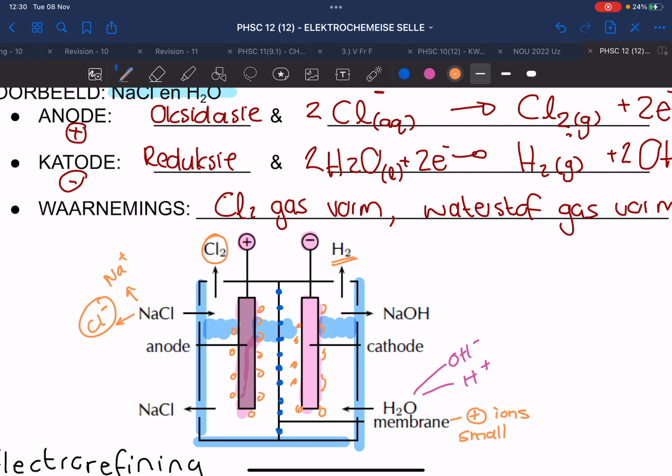Then, when it goes from negative to neutral, so when the oxidation number goes from minus one to zero, is it oxidation or reduction? Oxidation. Why? Because it lost electrons. So this is the oxidation half-reaction. And does that take place at the cathode or at the anode? Anode.